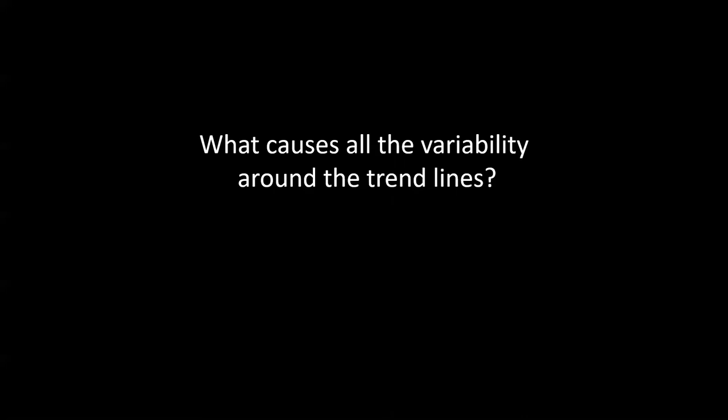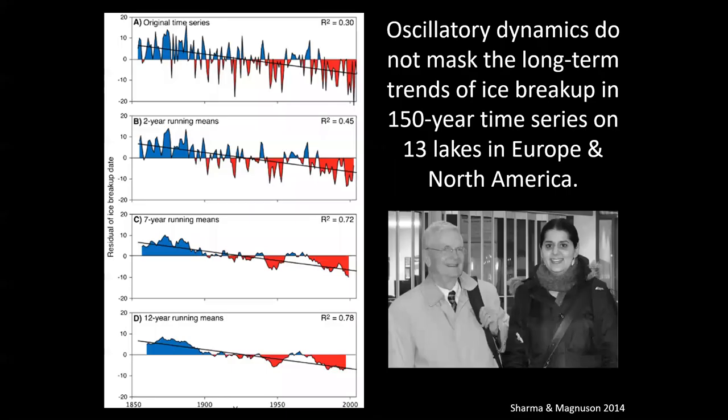Okay, what causes all the variability around the trend line? Since this accounts for 80% of Mendota's variability, you might think it's, this may be a little complex, but I'm going to run through it simply. Let's take a look at it. Next. Well, first of all, here is the same data from 14 lakes, 150 years, put together by Sapna and me, and others, of course, always.